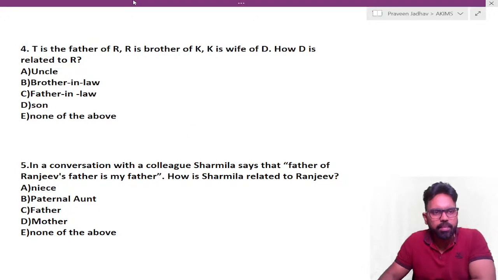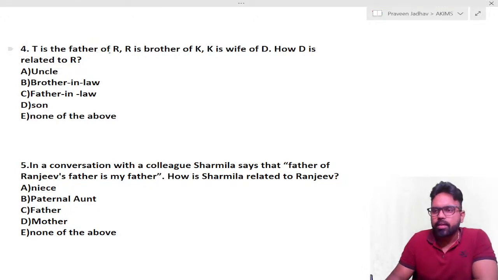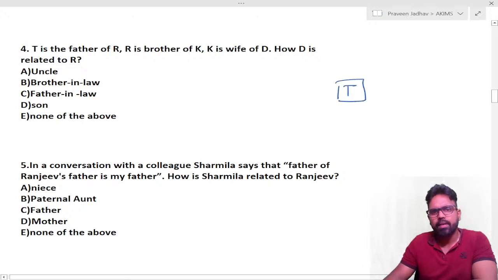Look, this is the speed at which you should be solving these questions. When you read the statement, you drop it right there. He is the father of R. You drop it like this; you need not be artistic.